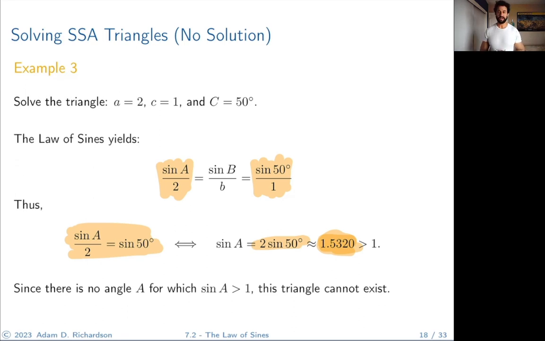There is no triangle that fits this data up here. This data is not sufficient to form a triangle. That's essentially what's going on here. Yep, the triangle can't exist.